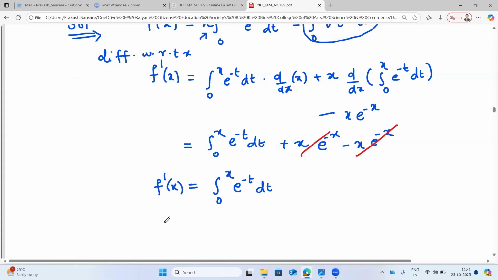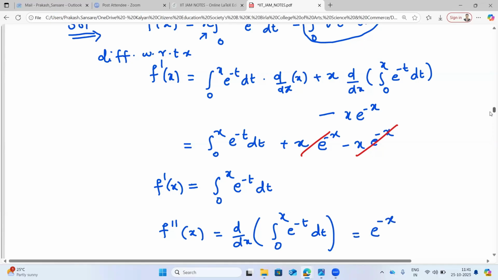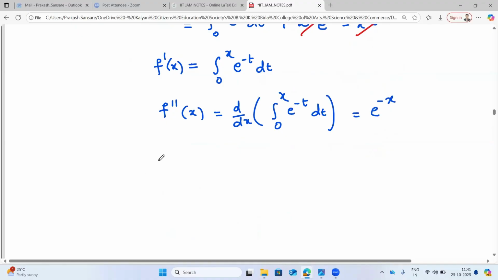And what will be my f double dash x? It will be the derivative of this basically. Again differentiate with respect to x. The derivative and integration again get cancelled and you are left with e to the power minus x. So f double dash x is equal to e power minus x. This is your answer.